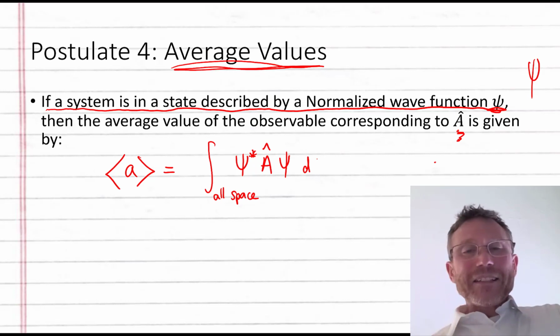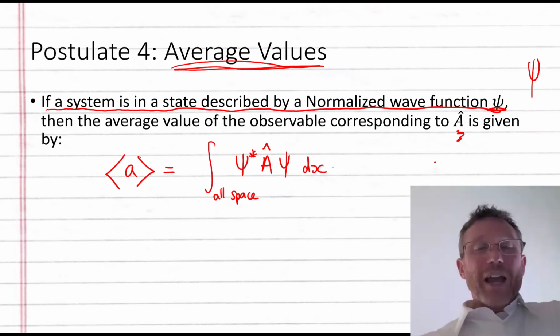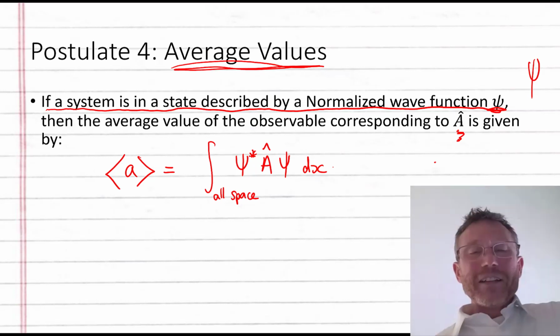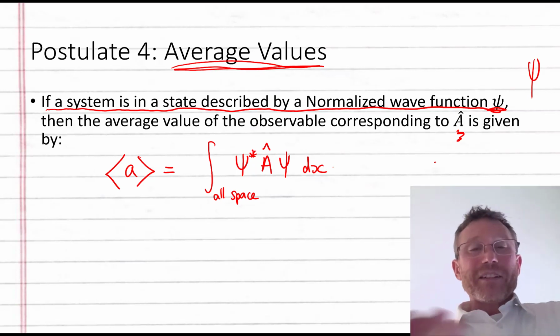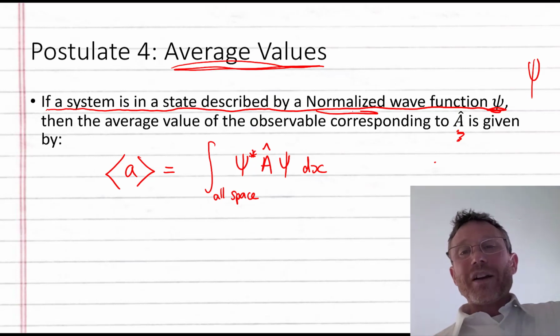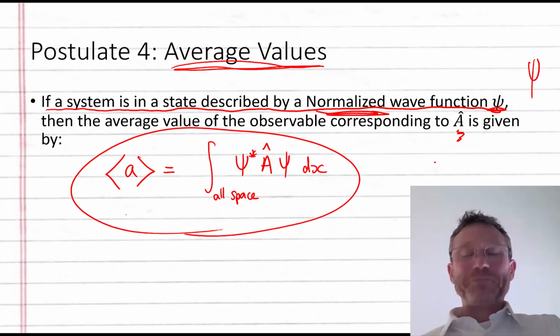Here's dx. Later on, instead of dx, we can talk about our volume element, d tau. So we can expand that, but for now, if we're talking about a measurable in one dimension, dx is fine. And we're assuming, of course, that this is normalized, because psi star multiplied by psi integrated over all space with respect to dx will be equal to 1. If we're describing a system in a state with a normalized wave function, then this expression holds. That's postulate 4.